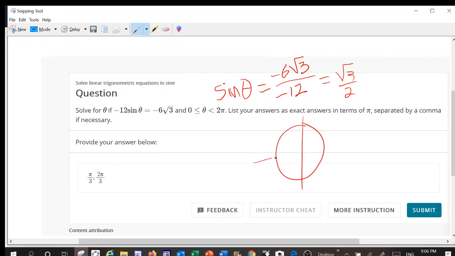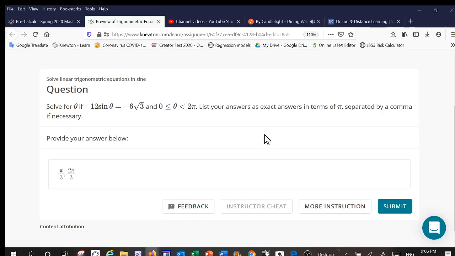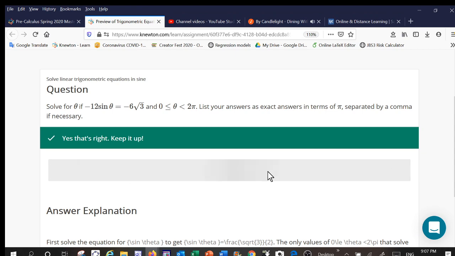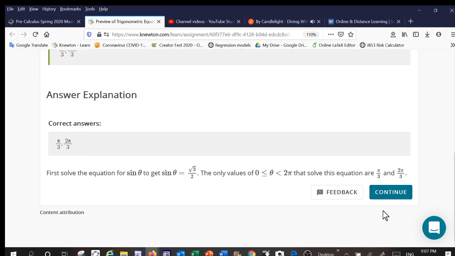When is sine square root of 3 over 2? Just about right there. Well, right here. And we know that's pi over 3, and over here, which is 2 pi over 3. Now, of course, we only want two answers here because it is only between 0 and 2 pi. So the answer, it's only two answers, but of course we can find all of them.